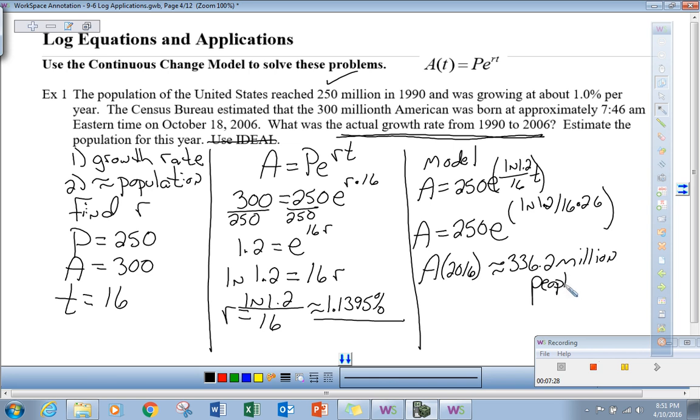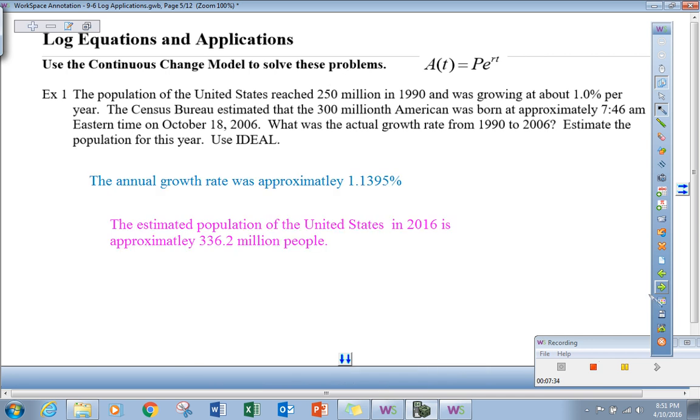Now what I'll ask you to do, guys, is put our answers in the form of a sentence. It'll look something like this, kind of like we did way back at the first of the year. The annual growth rate was approximately 1.1395%. So there's the answer to the first part of the question. The second part of the question, the estimated population of the United States in 2016 is approximately 336.2 million people.